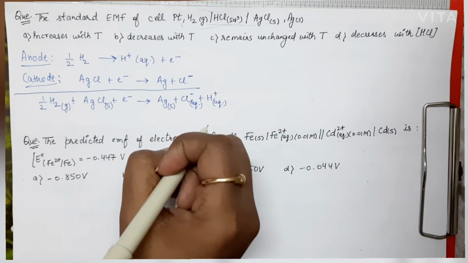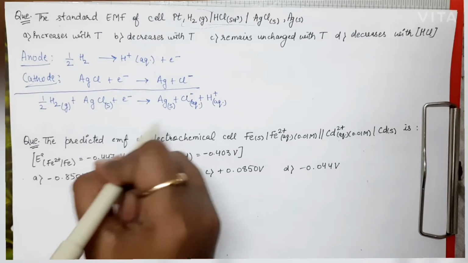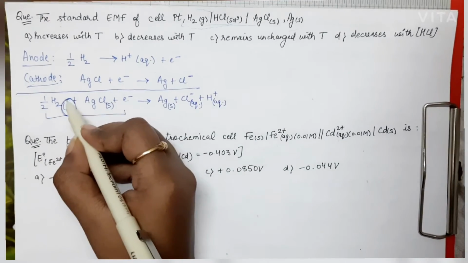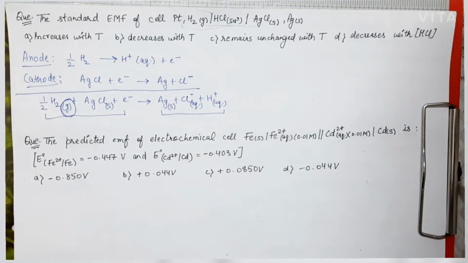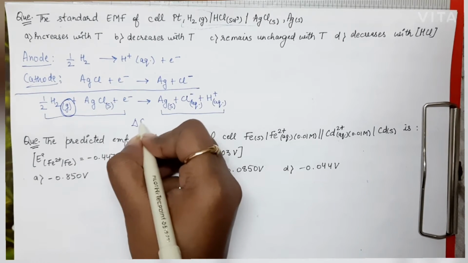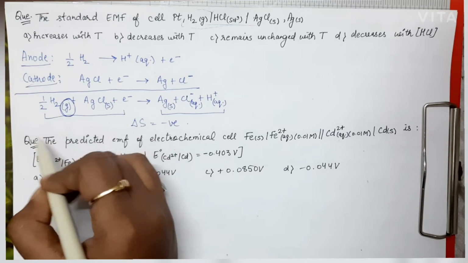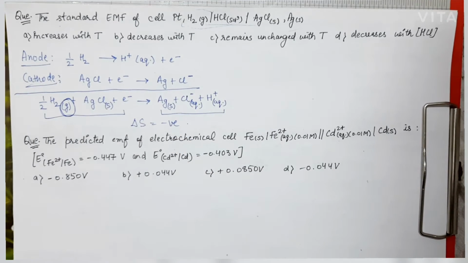Now if I want to look at the entropy for this whole reaction, then one thing to observe is that on the left hand side we are having the gaseous species and on right hand side there are no gaseous species. So definitely the entropy is going to be negative, right? Because initially we were having gaseous species and now we are not having any gaseous species, so entropy is decreasing, so it is going to be negative.